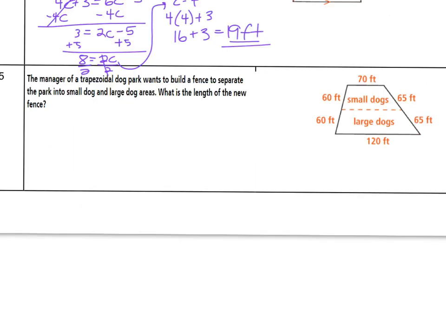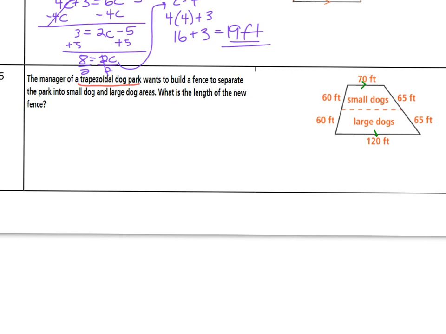We have just one more example. It says the manager of a trapezoidal dog park, that always makes me laugh, wants to build a fence to separate the park into a small dog and large dog area. What is the length of the new fence? So the fence that we're looking at is that dashed fence in between where the small dogs and the large dogs go. Now it's defined as a trapezoidal dog park, so we know that the top and bottom are parallel.